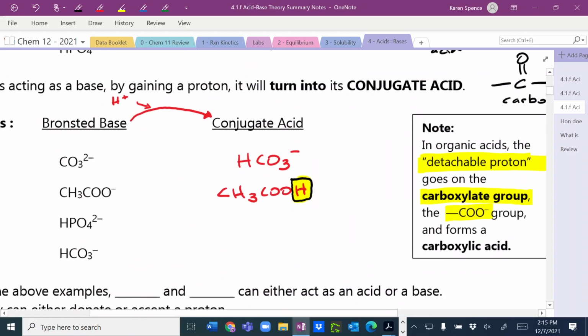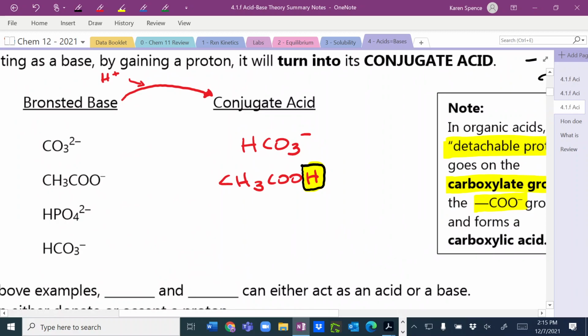The rest of them are fairly straightforward. We have HPO4 2 minus. What is its conjugate acid?